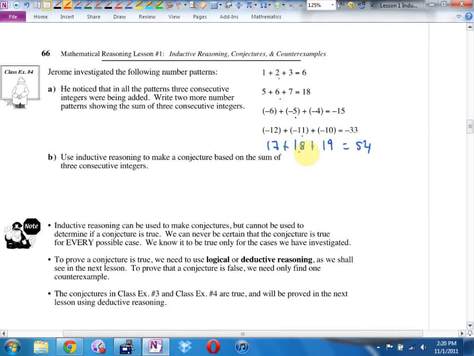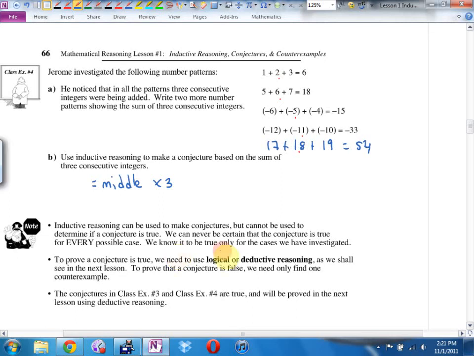So it says use inductive reasoning to make a conjecture of three consecutive integers. The answer equals the middle times three. Inductive reasoning, Jeremiah, can be used to make conjectures, but you can't use it to prove that it always works. There may be a counterexample that we haven't thought of. To prove that a conjecture is true, next lesson, we're going to have to use logical or deductive reasoning.